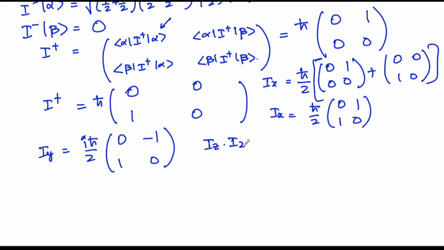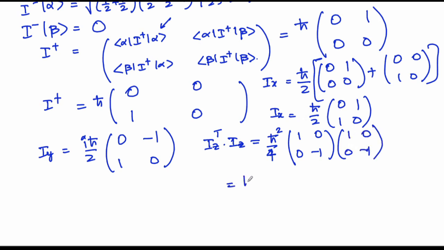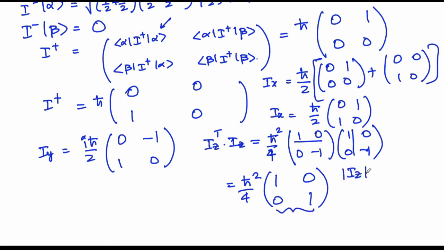When you take Iz times Iz, the way you have to do this is that you need to take the transpose of one and then do it. So you're going to get H cross by 2, and since it's a diagonal matrix, you're going to have the same even when you take the transpose. So this will be equal to H cross square by 4, you have to take the square, so therefore this will be 1 0 0 1. This is the identity matrix for 2 by 2. So therefore mod Iz square is given by 1 by 4 times the 2 by 2 identity.